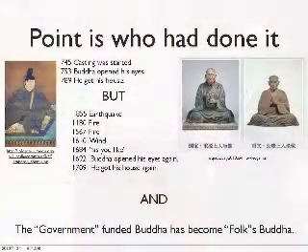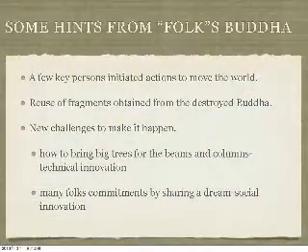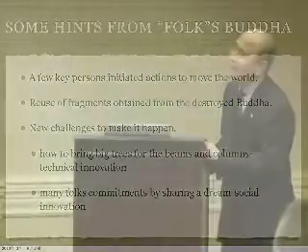The story is, in the beginning, an emperor initiated the construction of the Buddha, and this is just government. The government-funded Buddha has become a folks' Buddha. That is the story, and how the folks made the Buddha. We need some key persons. A few key persons initiated actions to move the world.